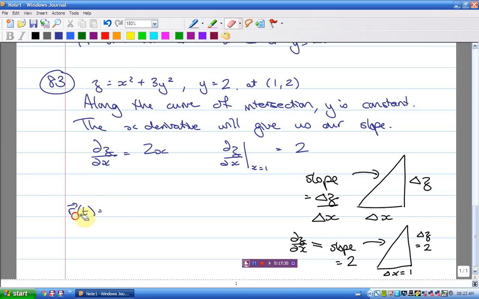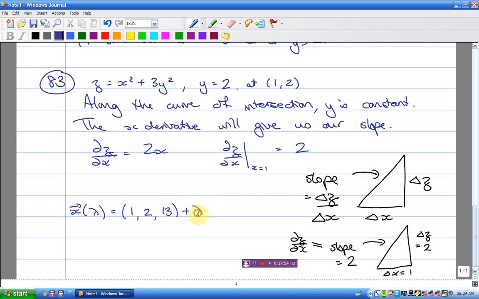Let me rather stick with x and lambda, seeing as we're talking about a straight line. It doesn't really matter. I tend to use x and lambda when I'm talking about straight lines, but really, it's not a big deal. We've been given a point, x equals 1, y equals 2. We haven't been given the z value. Let's work it out. If x is 1 and y is 2, I've got 1 plus 3 times 4, 1 plus 12, it's 13.